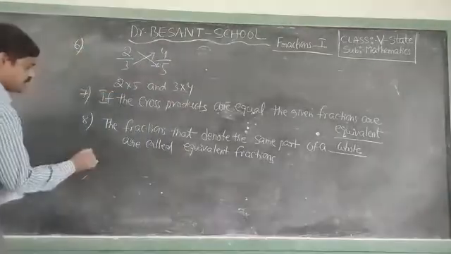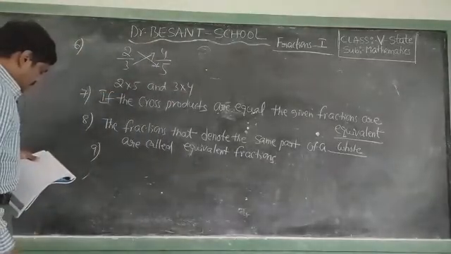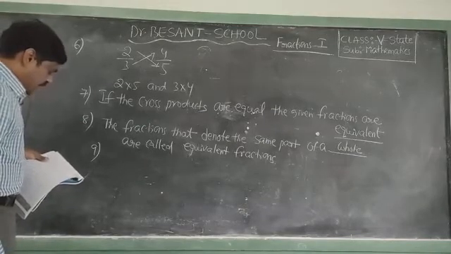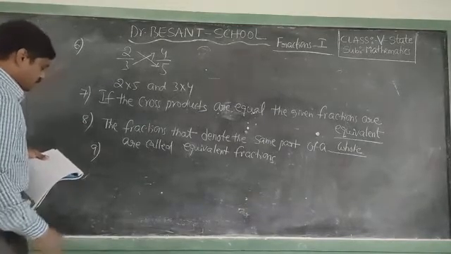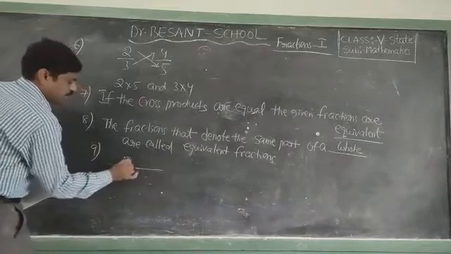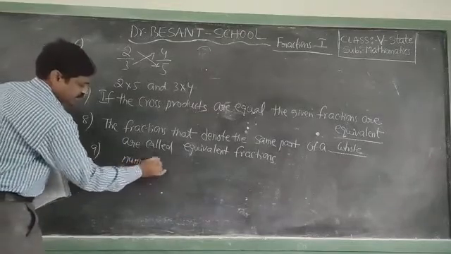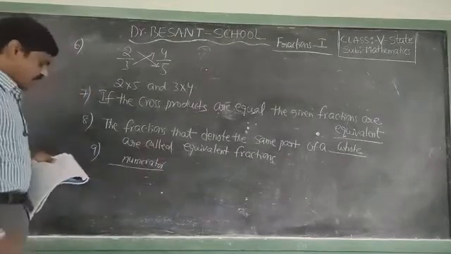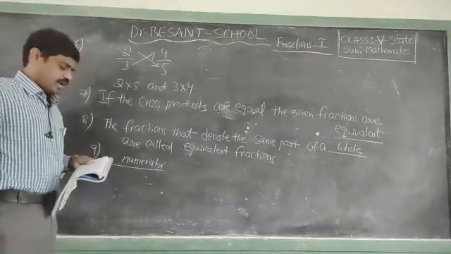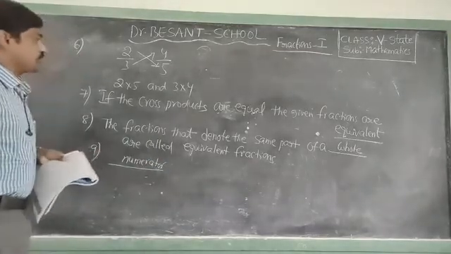Next, in cross multiplication we multiply the numerator. So ninth one, answer is numerator of fraction by denominator of the other. So these are 9.